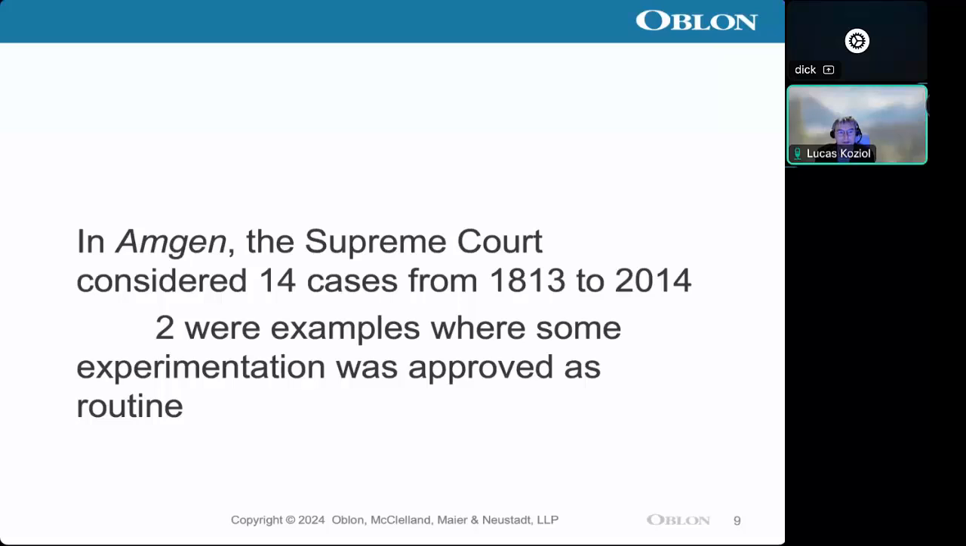Writing for a unanimous court, Justice Gorsuch considered 14 cases between 1813 and 2014. Two of these cases were narrowly focused on exactly how much routine experimentation a patent can require to still be considered enabled. But most of these cases focused on patents where there was no enablement or very little enablement. A common theme running through all of this case law is the concept that functional claim language, without providing the specific structure that achieves that function, is not patentable as being abstract. In this way, enablement and what we now think of as patent eligibility under Section 101 have always been closely related in U.S. patent law history.